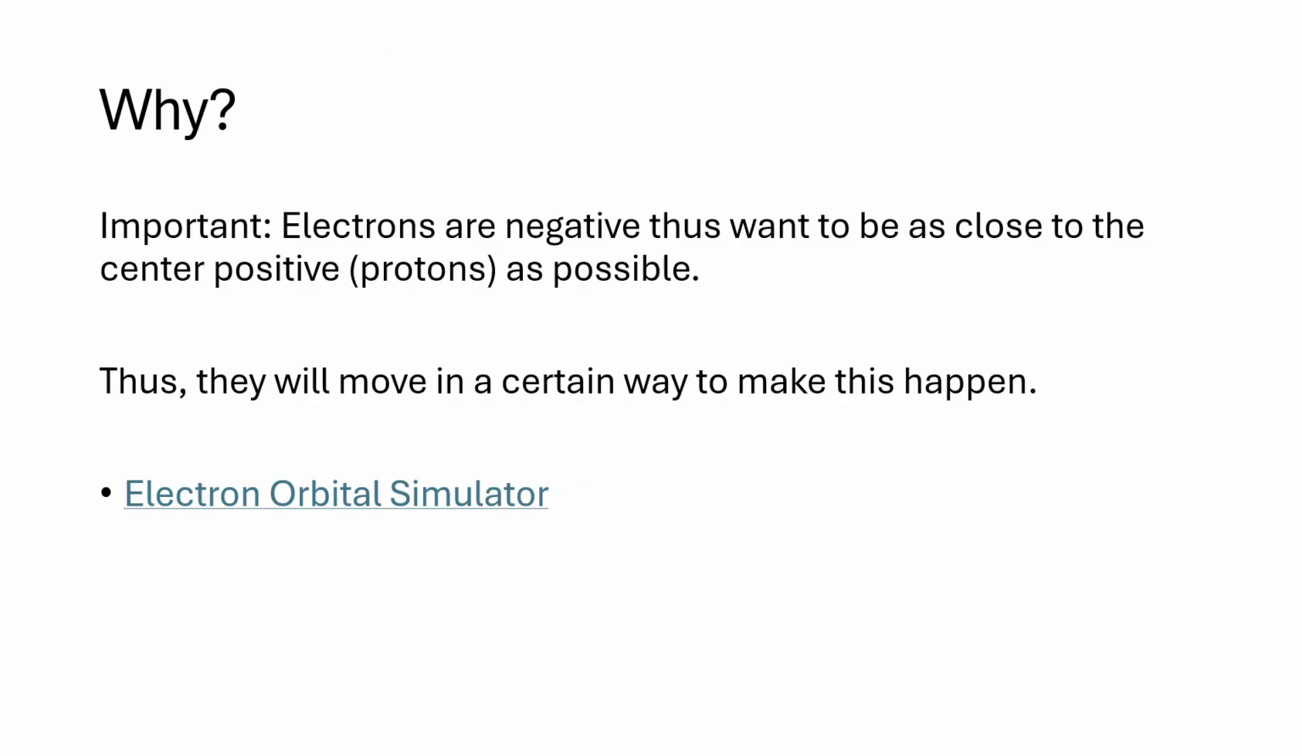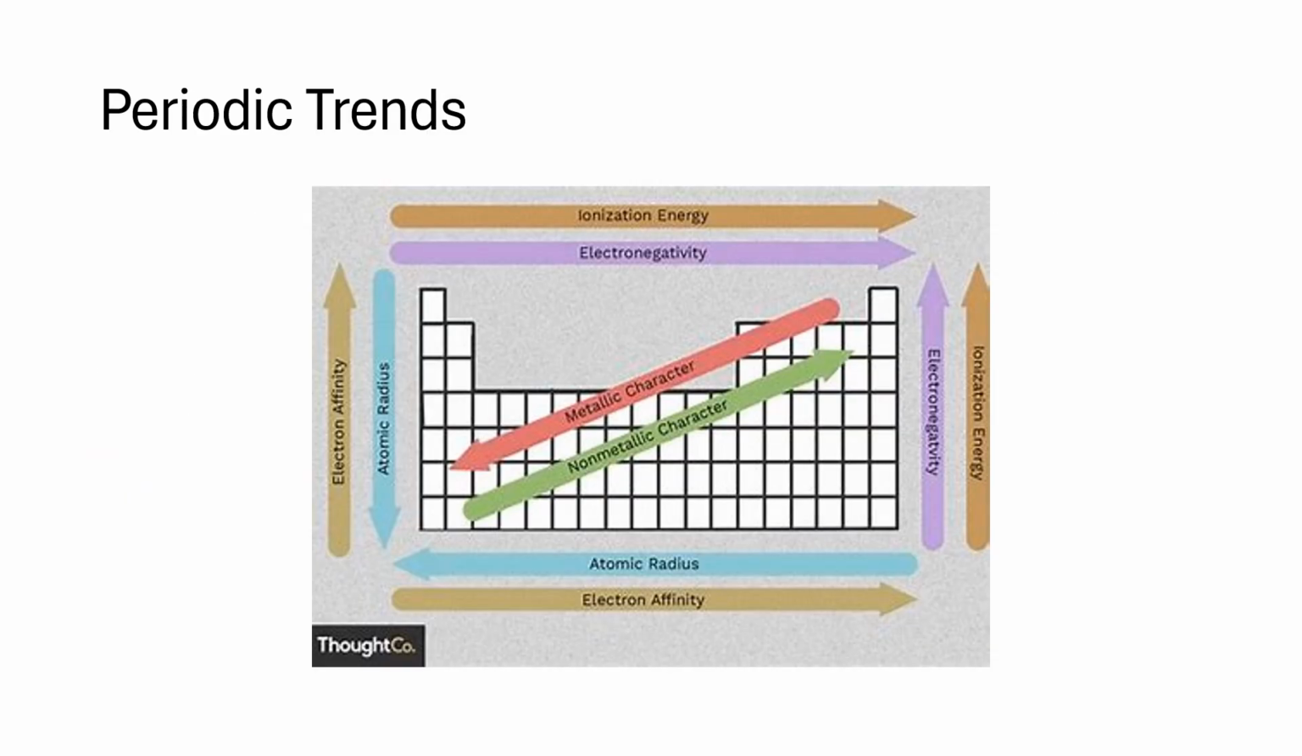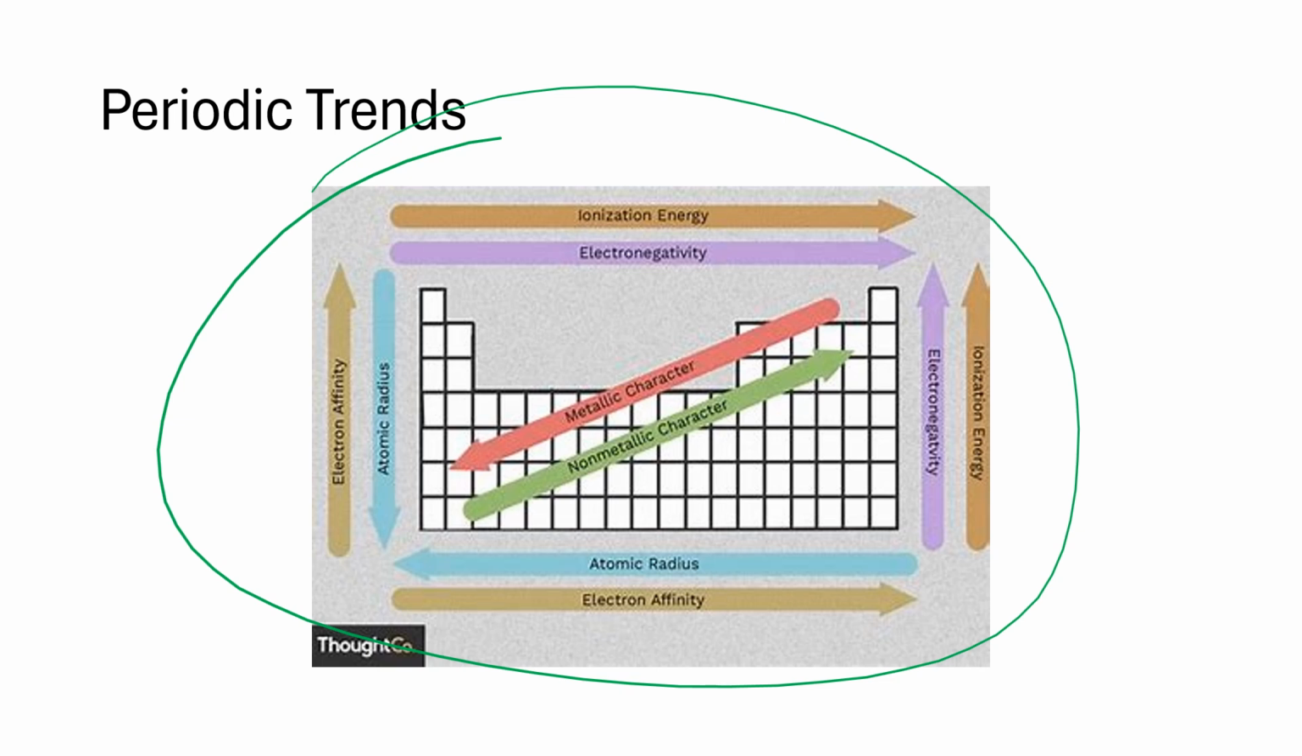More of that. Now, important: electrons are negative, thus we want them to be as close to the center as possible. Thus, we'll move in a certain way to make this happen. Now, you don't have to look at this, although it'll probably help based on what we're going to start with in week 5. So we're going to learn the periodic trends now. A lot of times teachers just give this chart to have students memorize it, but that's very tough. I honestly only know one periodic trend, and then I relate the other periodic trends to it.